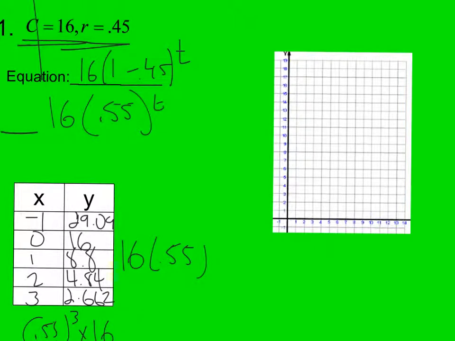So when I go to graph this, I'm looking at this going, okay, at -1, I'm all the way up at 29. At 0, I'm right in there at 16. At 1, I'm down here at 8.8. At 2, I'm at 4.4. And at 3, I'm at 2.62. So you can start to see how this is going to go. It's going to come down, then it's going to bottom out pretty hard right there. All right, so that's what that graph is going to look like.